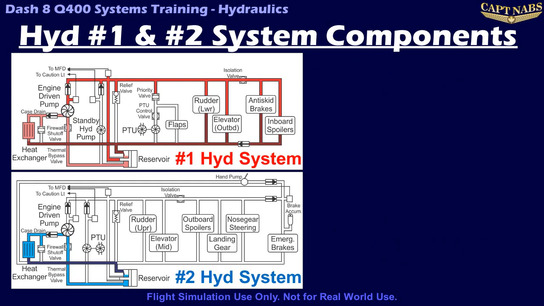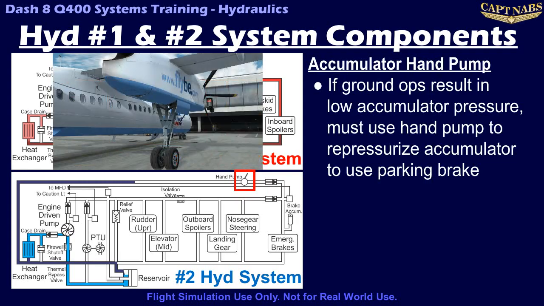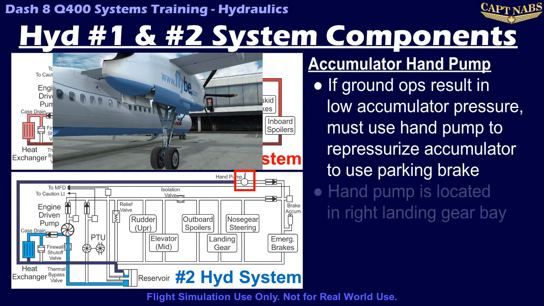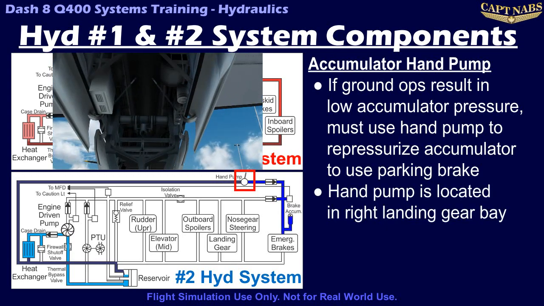In case of excessive brake applications during ground operations, such as towing to or from the hangar, there is a way to repressurize the accumulator without the use of the EDPs. Within the right-hand landing gear bay, near the hydraulic reservoir, there is a hand-operated pump. This pump requires a landing gear alternate extension handle from the flight deck, and when inserted in this pump, one can use it to repressurize the parking brake accumulator.